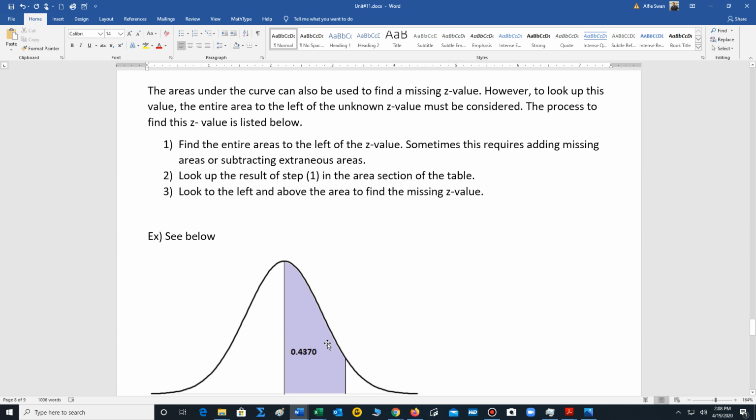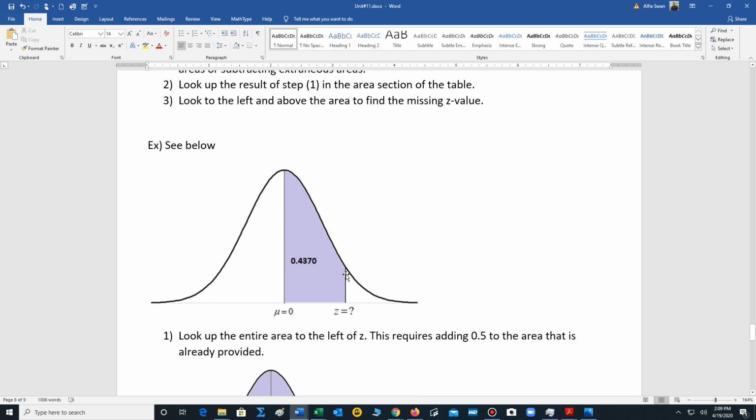Now the last part of this section is we're going to reverse our process. Instead of finding an area, we're going to be given an area, and we have to find the corresponding z-value. There's a couple of problems in the back of the book of this section where you have to actually find the z-value. So I just want to run through the process. The first step is you find the entire area to the left of the z-value. Sometimes this requires adding a missing area or subtracting an extraneous area. The whole point is you have to start from your z and fill in everything to the left of it.